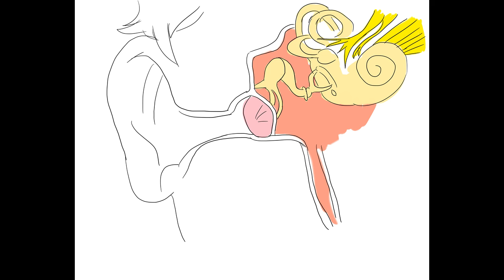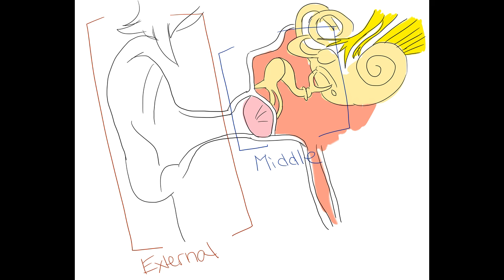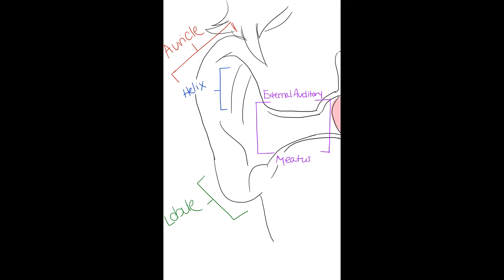The ear is divided into three areas: external, middle, and internal. The external ear is comprised of the auricle, helix, lobule, and external auditory meatus, which are made to capture sound and funnel it into the middle ear.